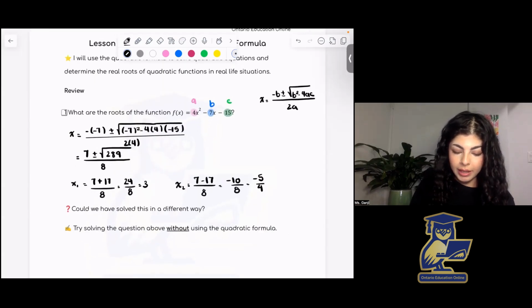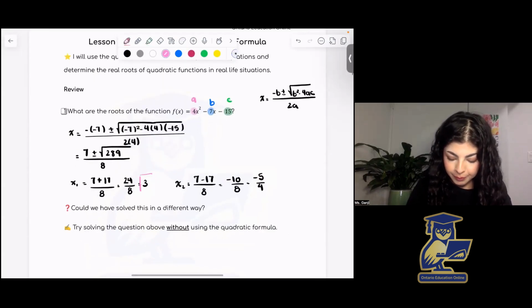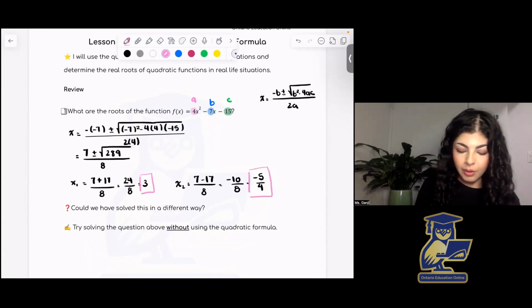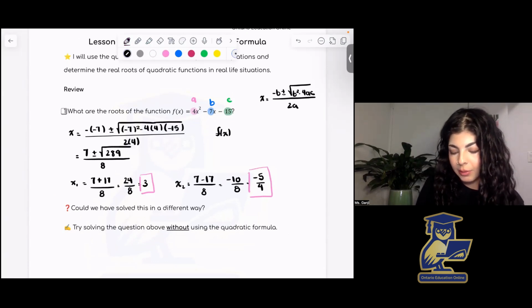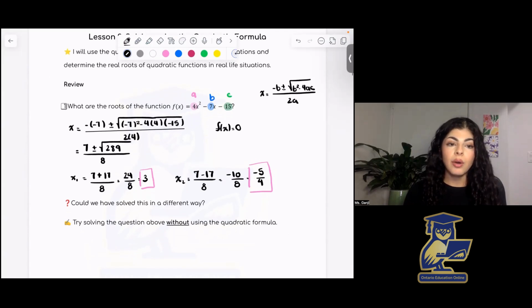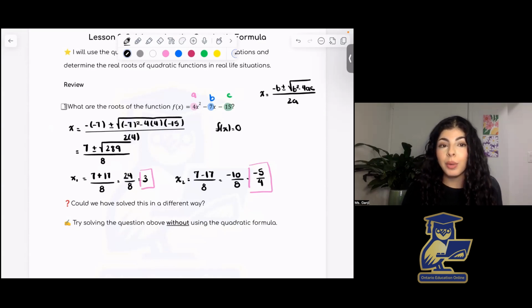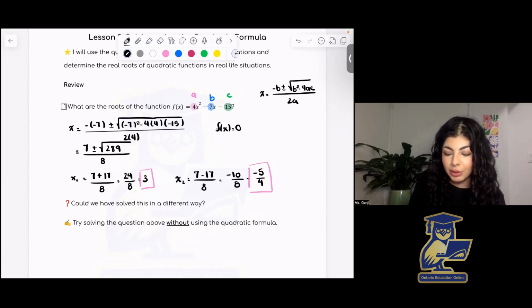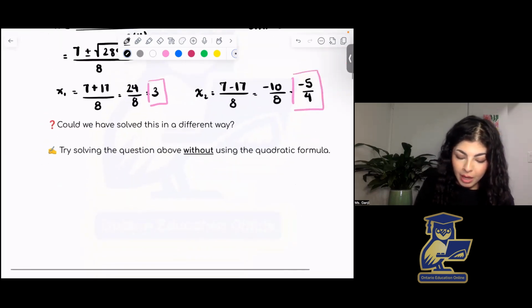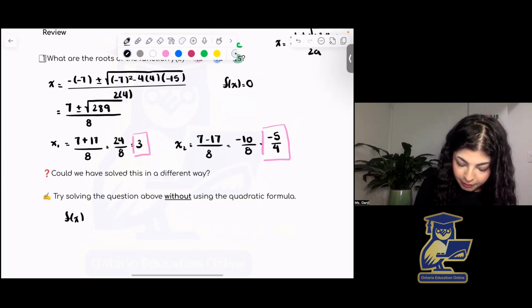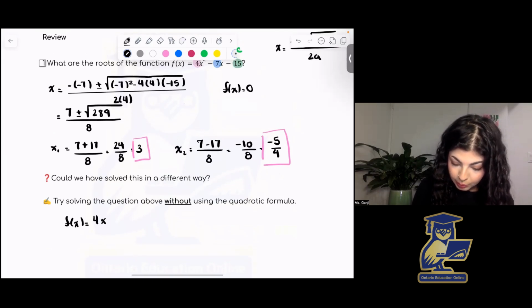And so those are my two roots, or the solutions to the equation where f of x is equal to 0. So now, could we have solved this in a different way? If you recall what we've been doing so far before we saw the quadratic formula, we're going to try using factoring methods to solve this. So let me just rewrite my function one more time. We have f of x equals 4x squared minus 7x minus 15.